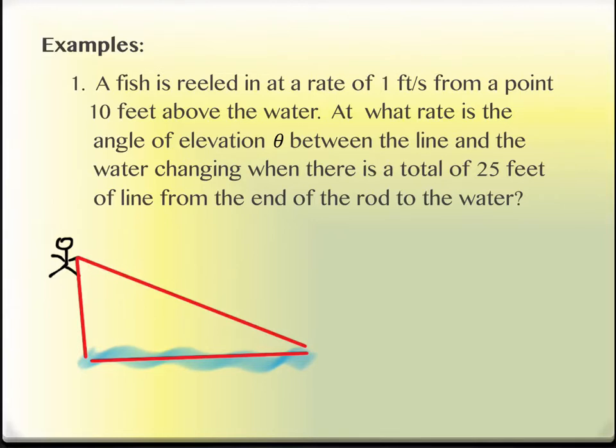Angle of elevation, it says between the fishing line. So this is the line, right? And it's taut. If they're reeling a fish in, it is a straight line. It's not floppy out there. It's not the way it works. And it talks about the water. So here's our water down here. So the angle of elevation is right here that it's describing. The angle formed between the water and the fishing line. Does that make sense?